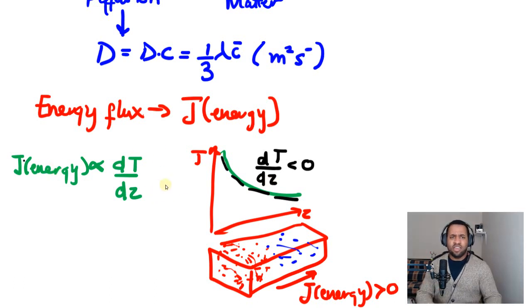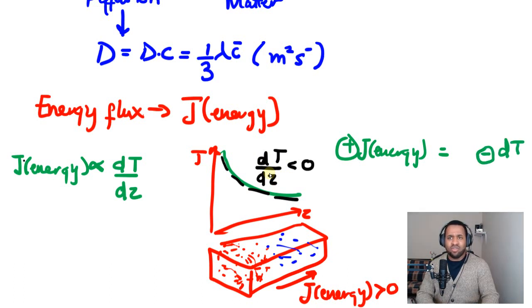Take note of this: we know that our energy flux is a positive value, which means it is greater than 0, and we also know that our temperature gradient, expressed as dT over dz, is a negative value.